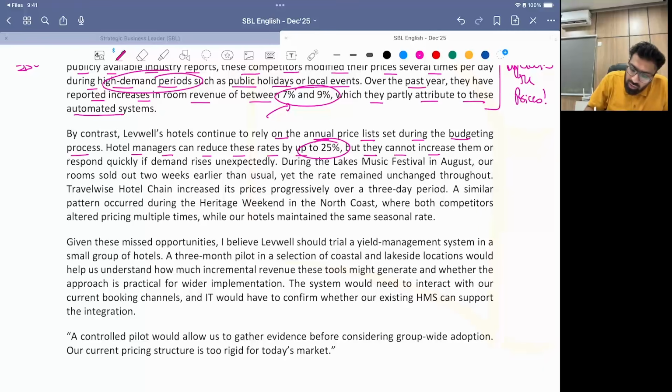But they cannot increase them or respond quickly if demand rises unexpectedly. During the Lakes Music Festival, our rooms sold out 2 weeks earlier than usual, yet the rate remained unchanged throughout. Travelwise increased its prices progressively over a 3 week period. A similar pattern occurred during the Heritage Weekend in the North Coast, where both competitors altered pricing multiple times, while our hotels maintain the same seasonal rate.